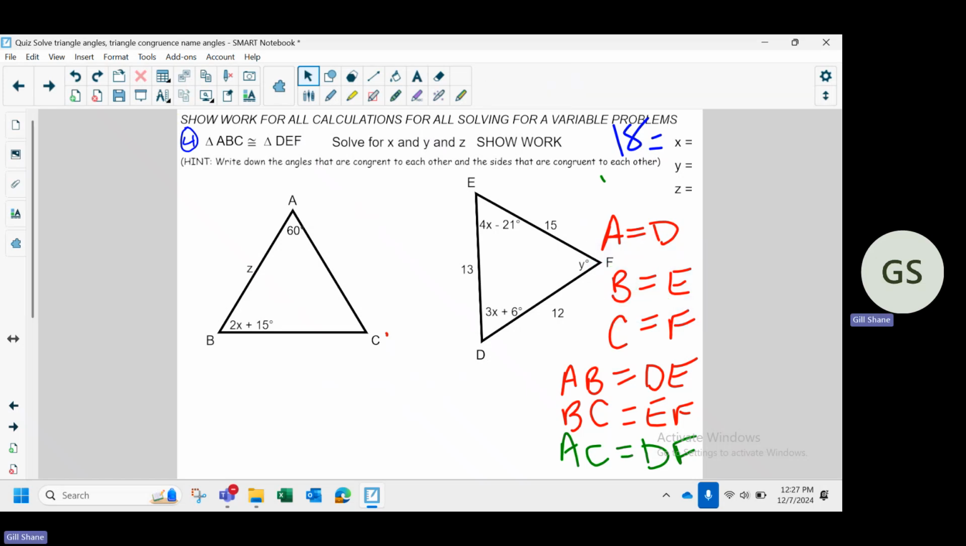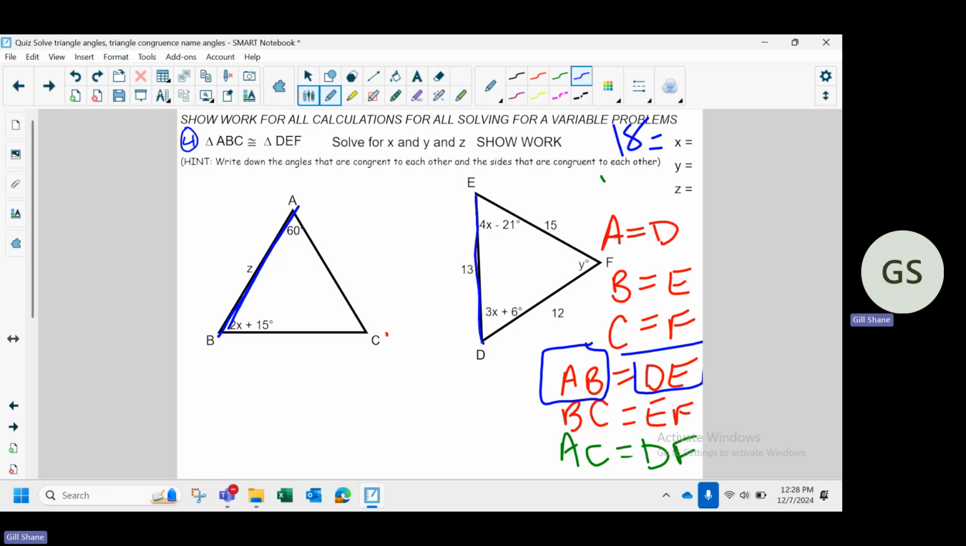Now for Z, if I need to solve for Z, it's its own thing. There's Z. Z is a side. There's no degree symbol. So Z is the length of AB. I just need to find where AB is. Oh, there it is right there. AB matches up with DE in the other triangle. So I just go to DE.